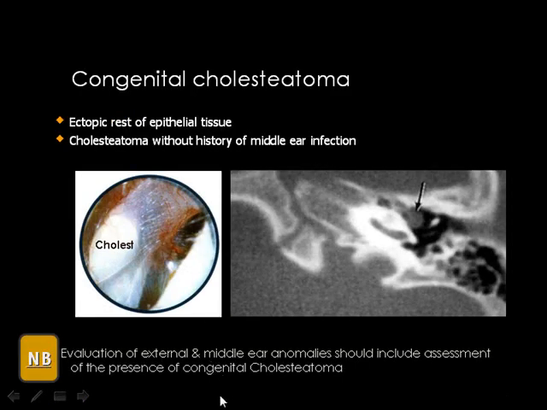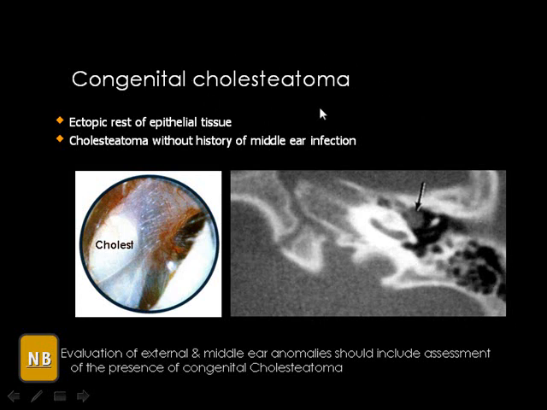Then one of the famous diseases of the middle ear is cholesteatoma, either the congenital type or the acquired type. The difference between both is that congenital cholesteatoma occurs in a clear, healthy middle ear. There is no previous history of otitis media, and the mastoid air cells are usually clear.